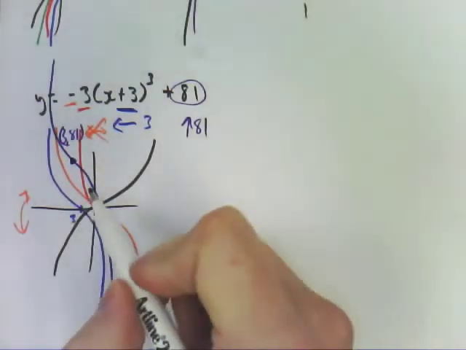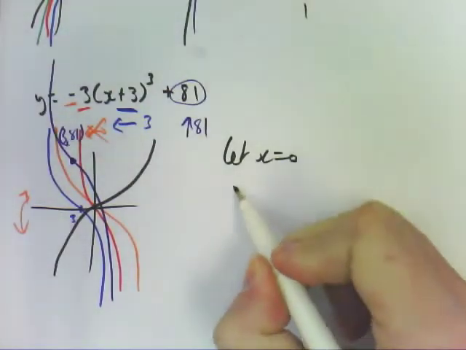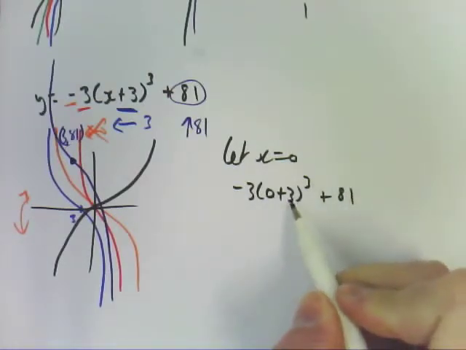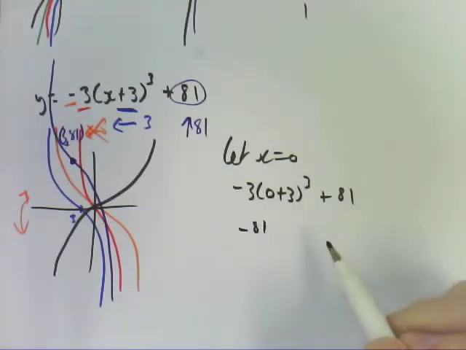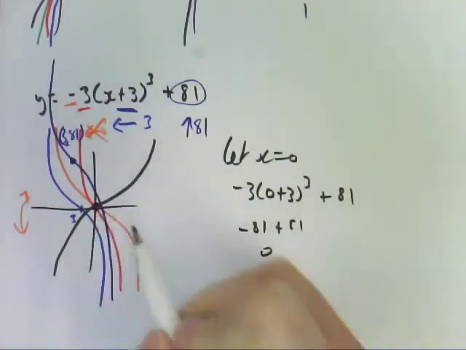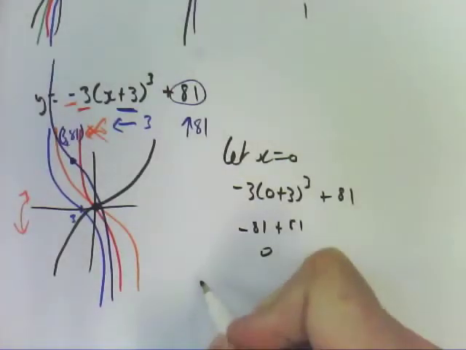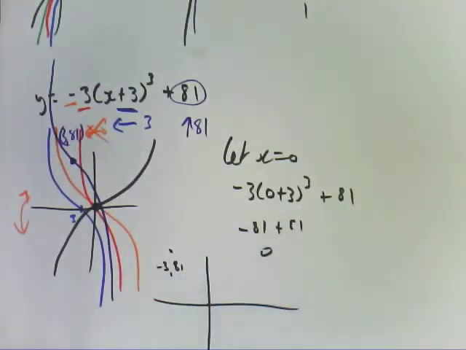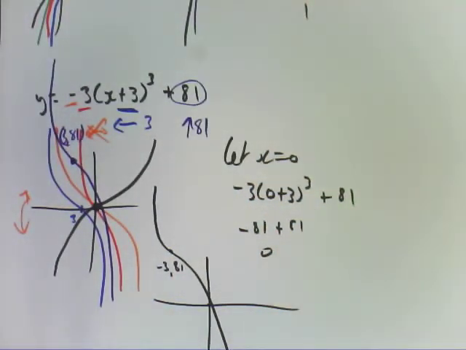Okay, and I need to find the y-intercept, so if we let x equal 0, negative 3, 0 plus 3 cubed plus 81. 3 cubed is 27 times negative 3, negative 81, plus 81, 0. So it actually crosses at the origin there. Yeah, so then I would of course redraw my graph nicely and say, well, this point here is negative 3, 81. It's going to go through there, so we're going to come down through the point of inflection and back down through where it equals 0.